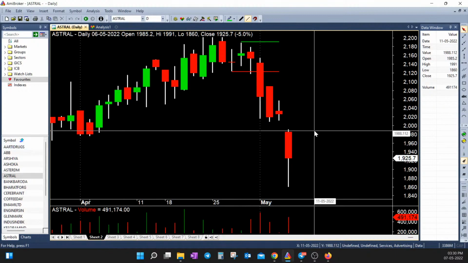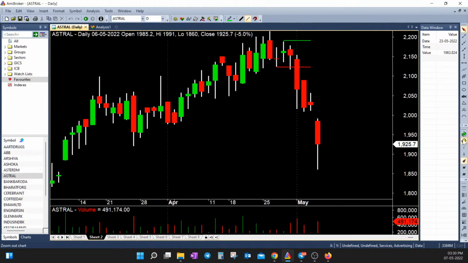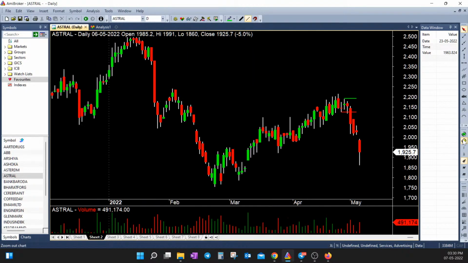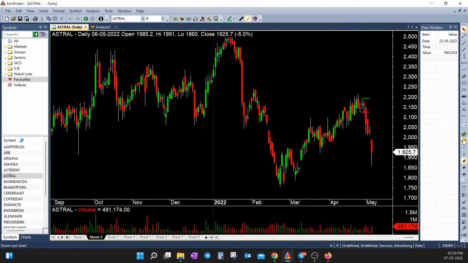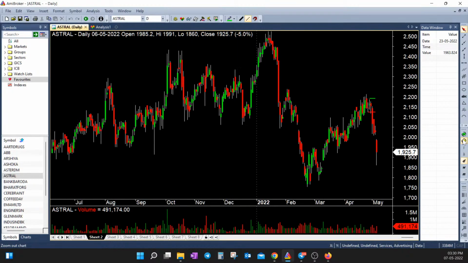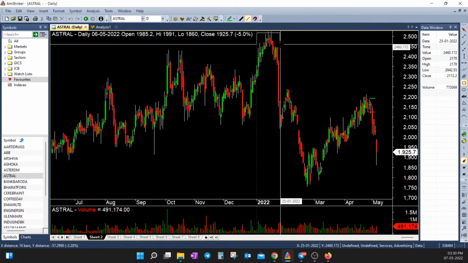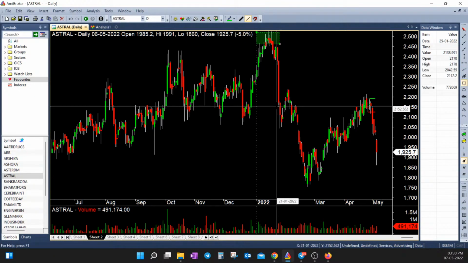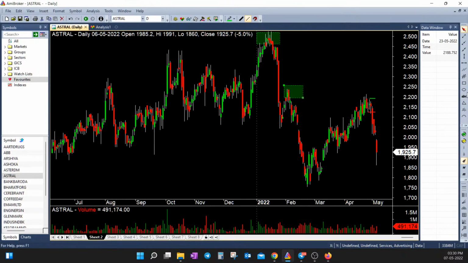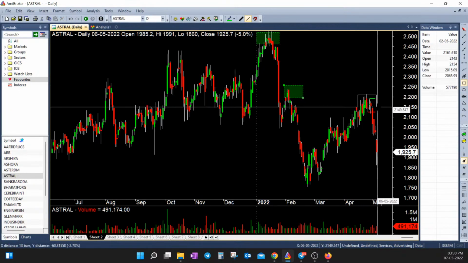Why was Astral successful? Because what is the Astral chart making here? The Astral chart is making lower lows, is it not?